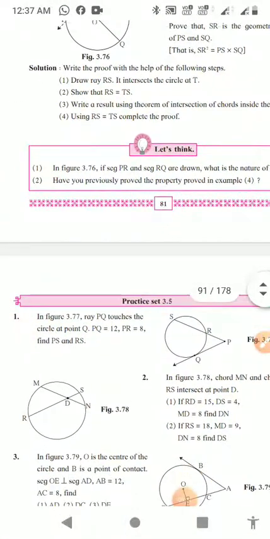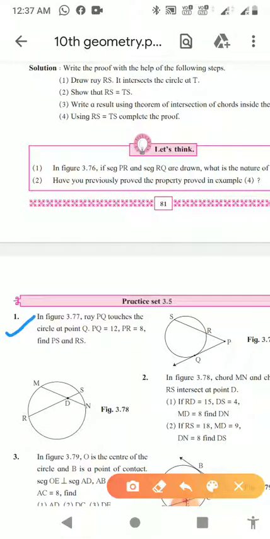In the first question, a figure is given in which ray PQ touches the circle at point Q. PQ is 12, and PR is 8. We have to find out the distances PS and RS. If I get PS, I can easily calculate RS, or if I get RS, I can easily calculate PS, because these 3 points lie on the same circle.